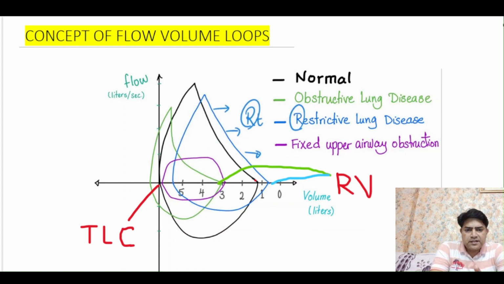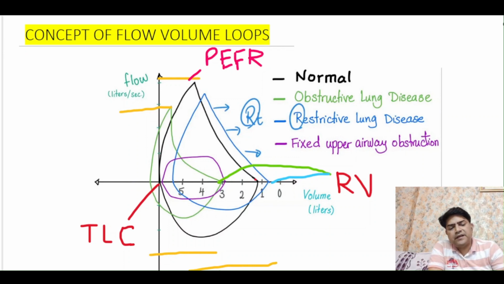Now you see in the restrictive lung disease what is happening. The figure which is given in blue. Now in the restrictive lung disease, like pulmonary fibrosis and the interstitial lung diseases, there is restriction. So here basically you see that the curve is shifted towards the right. Right for restrictive. And what is happening? The residual volume is decreasing, and total lung capacity is also decreasing. You see in this figure, which I have marked in red.